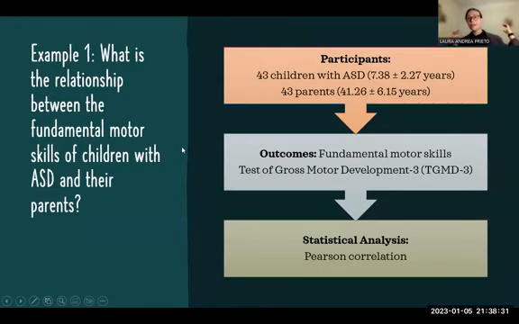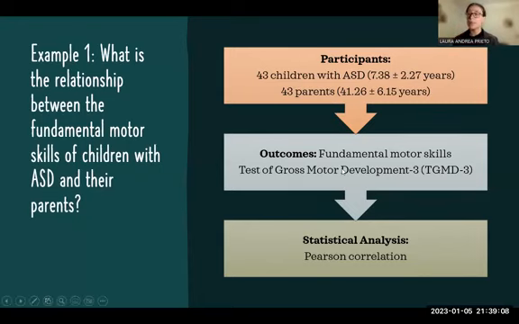Okay, so here's a great application in fit families. Real life use of correlational analysis. We had a bunch of data from parents' motor skills. We had them do the test of gross motor development, which includes them kicking, running, all those good things. We had their kids do the same exact thing. These were children with autism as well. So we had 43 children with ASD, about 7 years, give or take 2 years, and 43 parents, around 40, give or take 6 years.